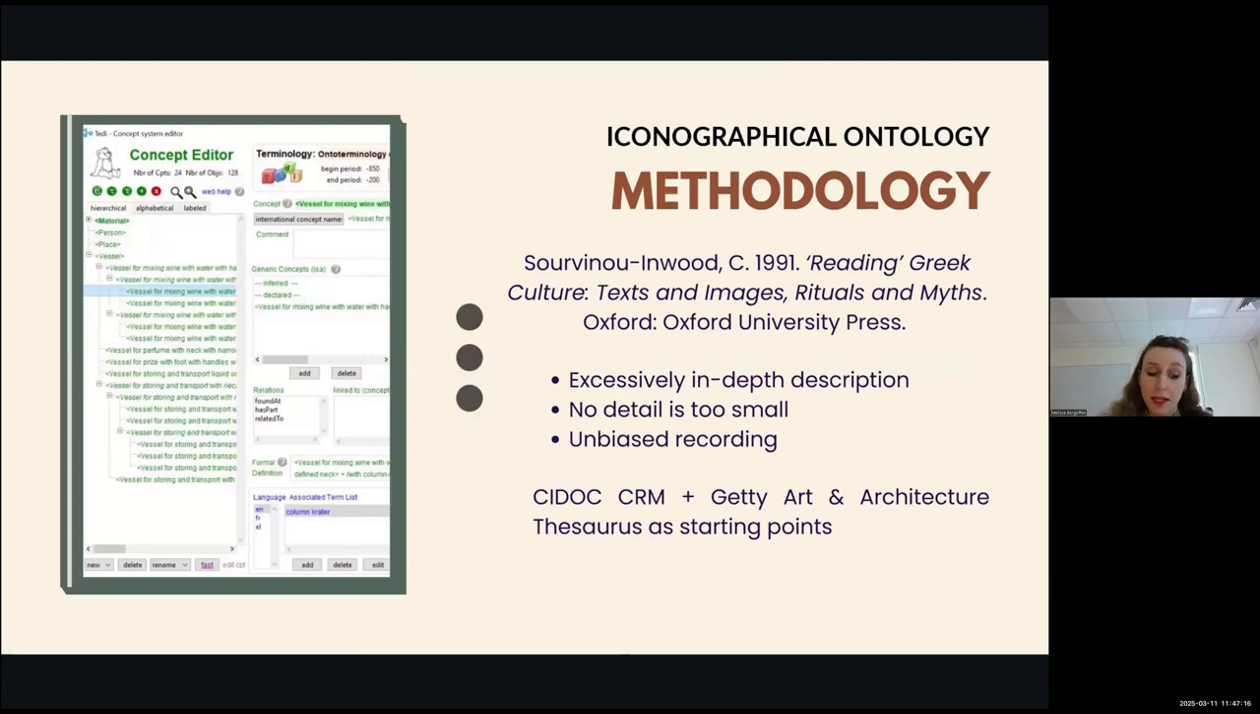As a start for creating the iconographical ontology, however, I do plan on using the methodology put forth by Sarianna Inwood in her 1991 publication. I've used this method consistently throughout my previous work concerning iconographical analysis, and it makes sense to continue using it here. Basically, Inwood states that iconographical descriptions need to be exhaustively in depth to the point of being excessive, meaning that every detail, no matter how large or small, should be recorded. This should lead to an unbiased and therefore feminist interpretation of the iconography.